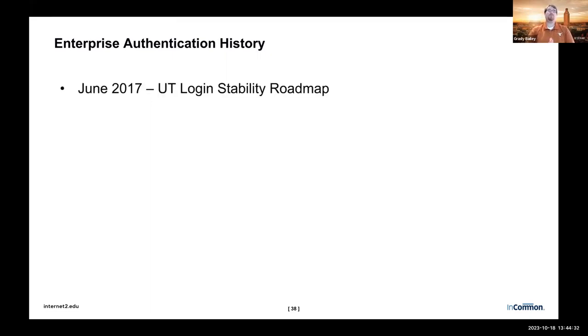And in June of 2017, right around when I joined the IAM team, we had to implement a stability roadmap. We had to go out to campus and apologize for the stability of this central authentication service. We had to list out a plan. How are we going to stabilize this? How are we going to earn back your trust in the identity and access management team? And so that's where my story on the IAM team starts, and it's also where the story of enterprise authentication starts.